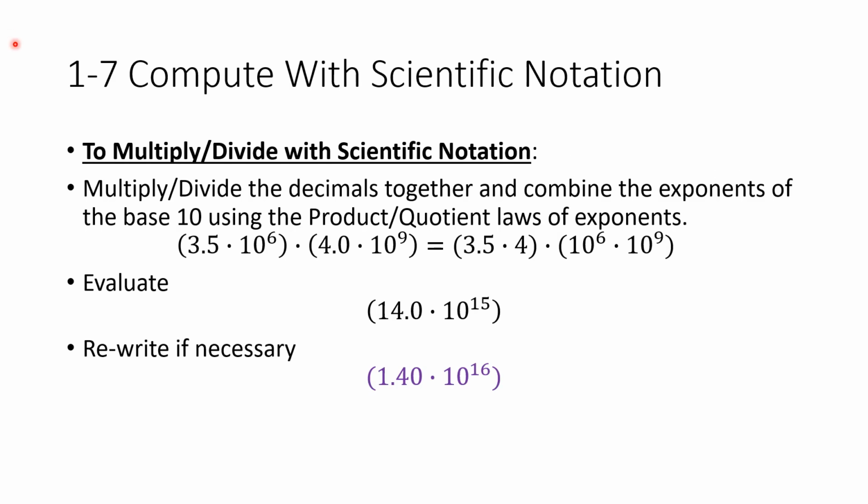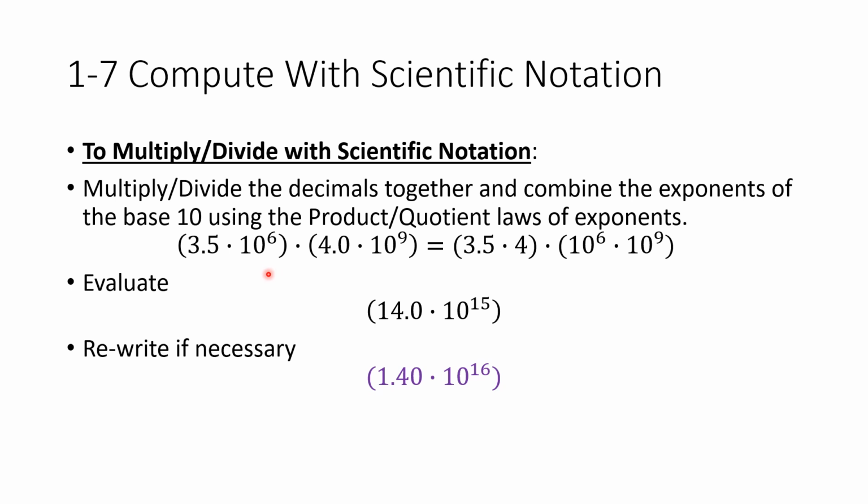All right, so first things first with 1-7, we're going to talk about multiplying and dividing when using scientific notation. When we multiply and divide scientific notation, it's a two-step process. Step one, multiply or divide your coefficients. The coefficients are the numbers in front of your base 10, so 3.5 and 4.0. If we multiply those together, 3.5 times 4, you should get 14.